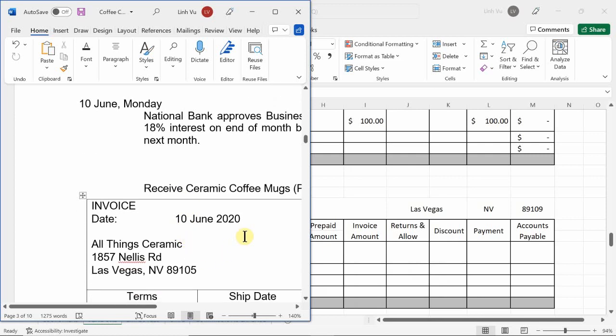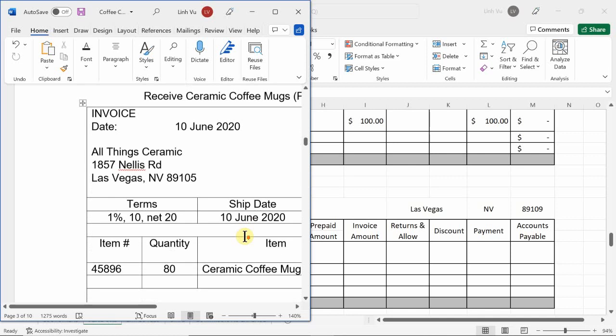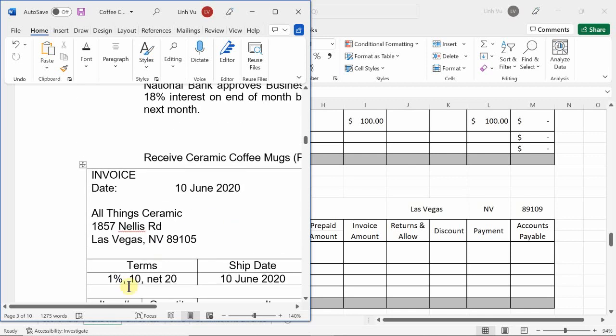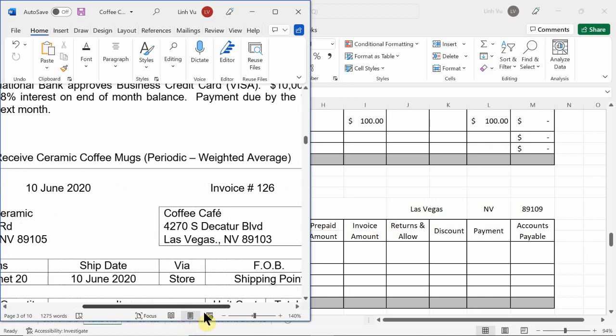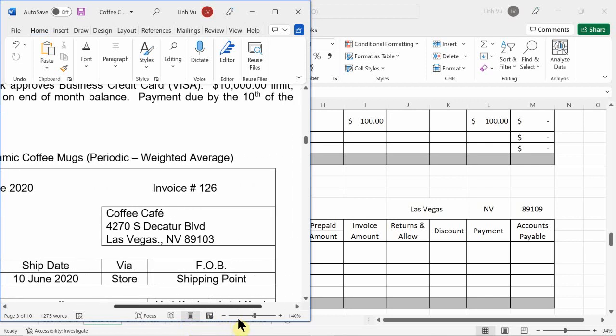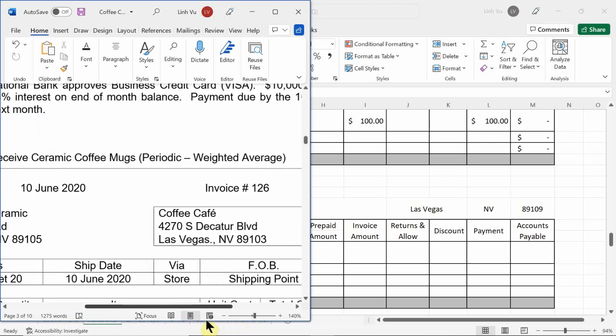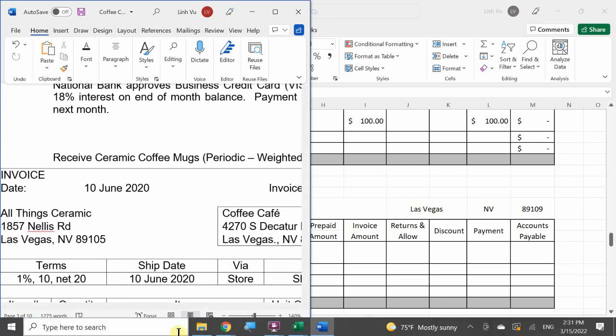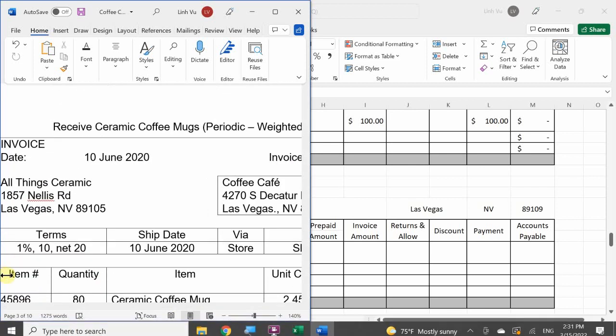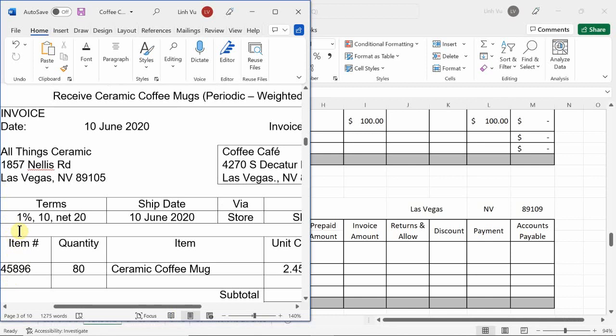So now we finally received our ceramic coffee mugs, and ceramic coffee mugs to us is going to be periodic weighted average inventory. Okay, so as you can see here, we got shipped this on June 10. They gave us terms, they gave us a discount opportunity if we pay it in 10 days. If not, the entire bill is due in 20 days, okay?